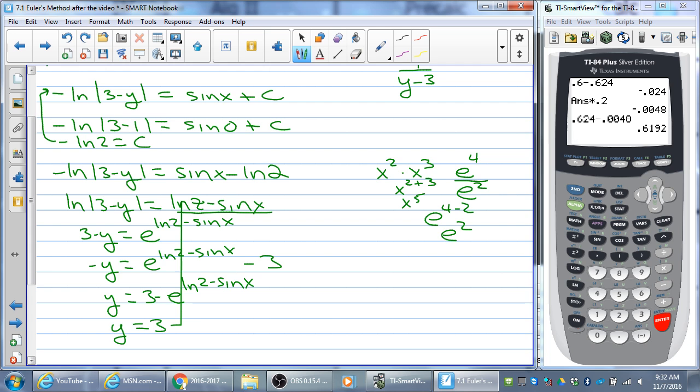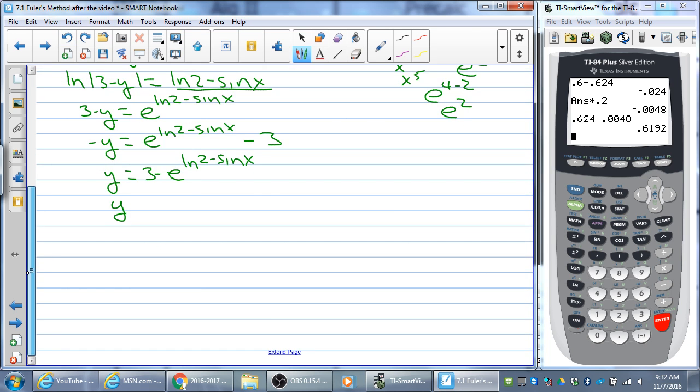That was weird, wasn't it? You see that? Okay, let's try that again. All right, let's try that again, I'm not touching anything. 3 minus e to the natural log of 2 over e to the sine of x.